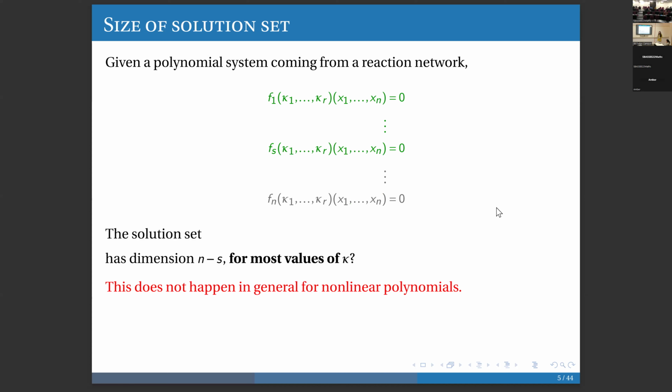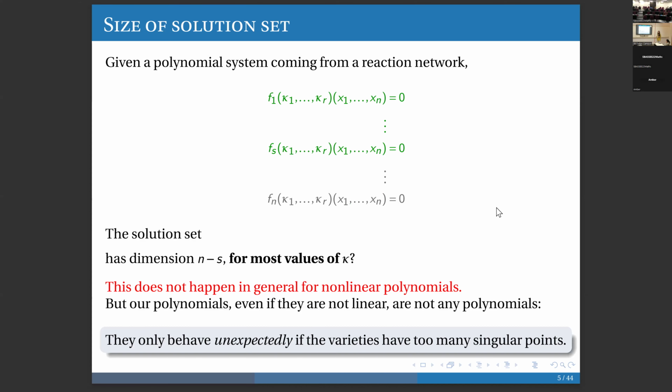But our polynomials are not just any polynomials. Even if they're not linear, they are kind of special. And one can prove that they behave as expected in dimension terms, as long as one does not have too many singular points. So singular points will be the key. I'm being a bit vague here, but I will go deep into the precise result later. So this is just the presentation of the problem. I'm consciously choosing to be vague here.